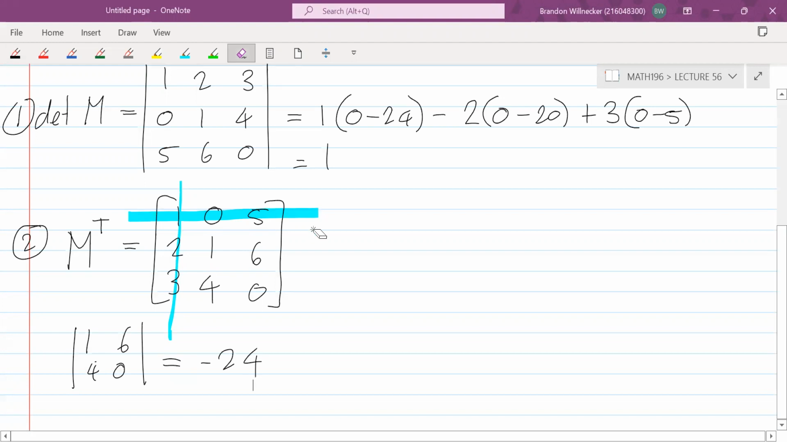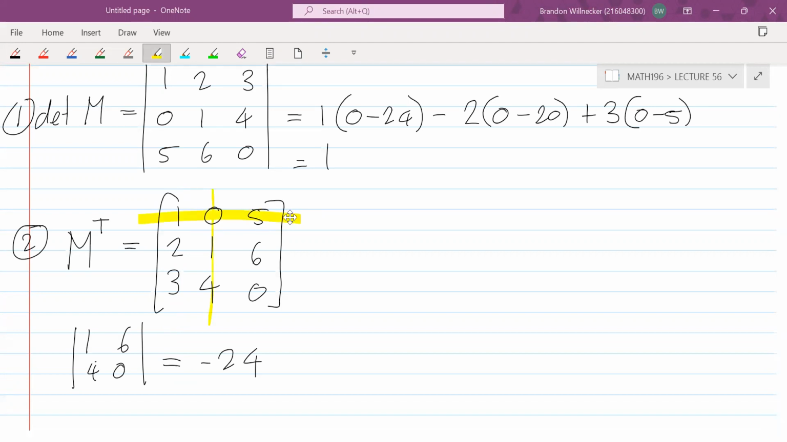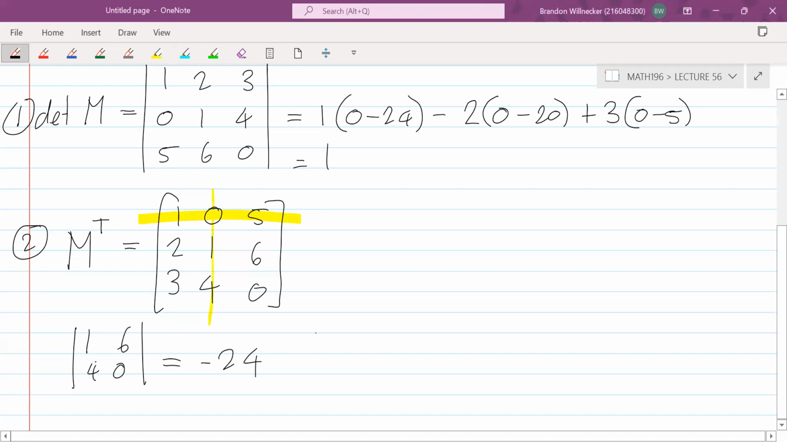Now I move on to the next element, the 0 there. I block off that column and that row, and I look at this submatrix. That's going to be 2, 6, 3, 0. I work that out, and that's going to be minus 18.